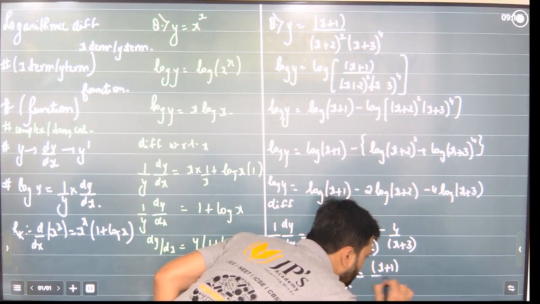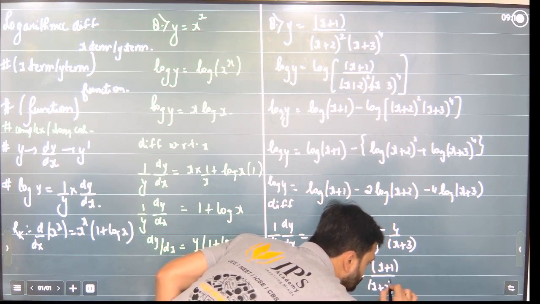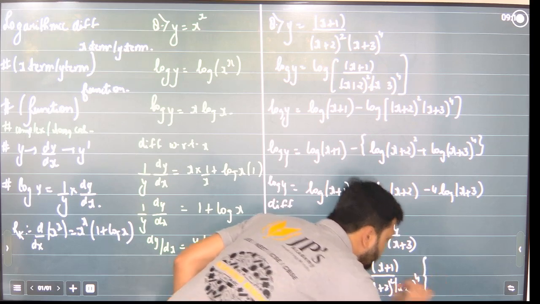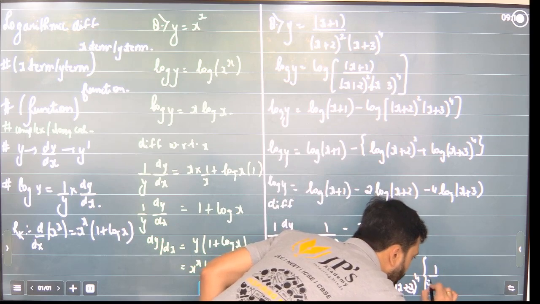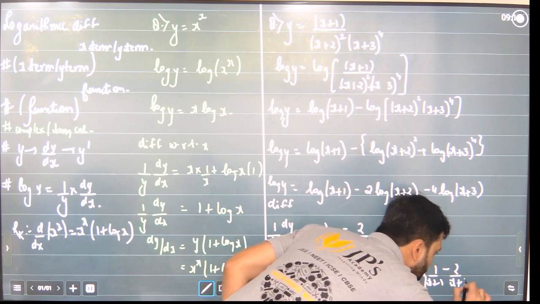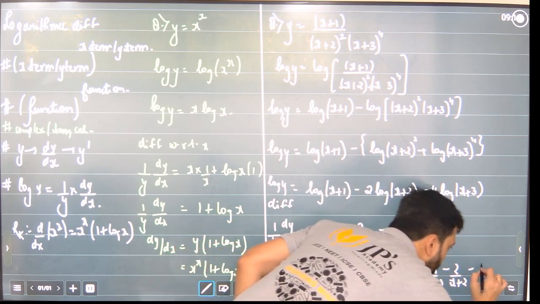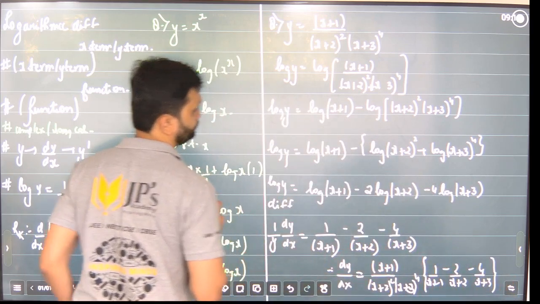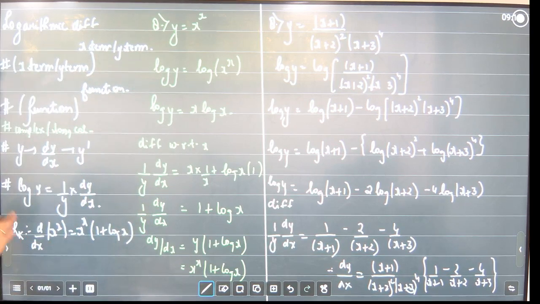x plus 1 upon x plus 2 the whole square, x plus 3 raised to 4, into 1 upon x plus 1 minus 2 upon x plus 2 minus 4 upon x plus 3. Okay? So what we have understood is, this is how you're supposed to proceed when this is to be multiplied.